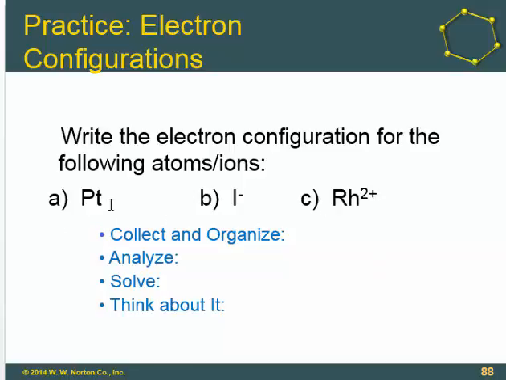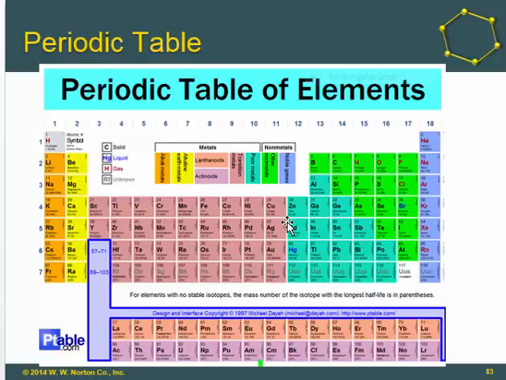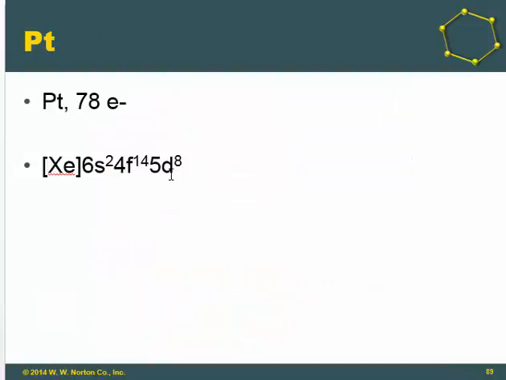So let's start off with platinum. And on our periodic table, here's platinum. It has 78 electrons, and using the condensed electron configuration, I go up to the 5th period and use xenon for the first 54 electrons. Then I go to 6s2. I've got to go down here to the f block, 4f14, and then 5d, 1, 2, 3, 4, 5, 6, 7, 8. Okay, so this accounts for all 78 electrons of platinum.